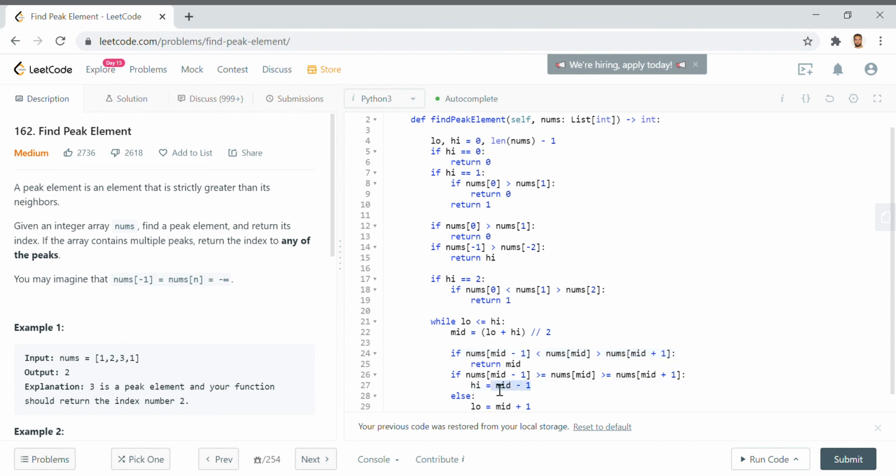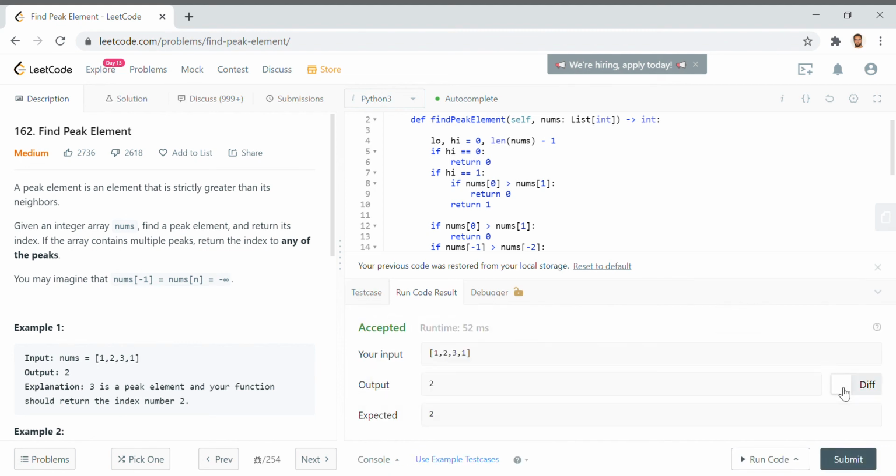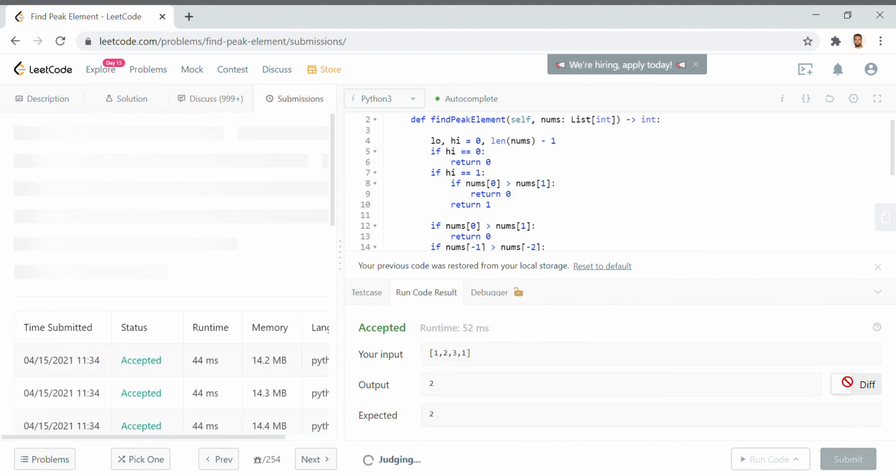If we find that there is a non-increasing pattern for 3 elements, then we have to reduce our high index. Otherwise, low equals mid plus 1. Do the opposite. We run. Accepted, submit. Outstanding.